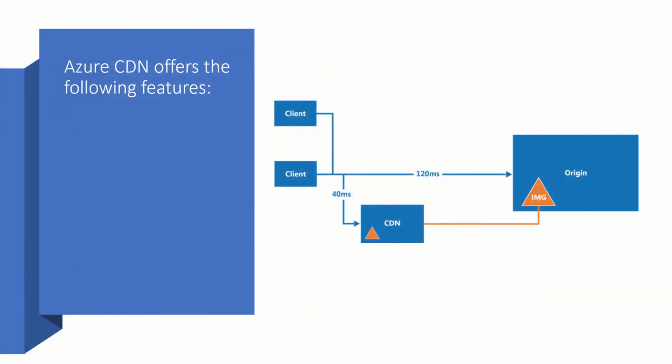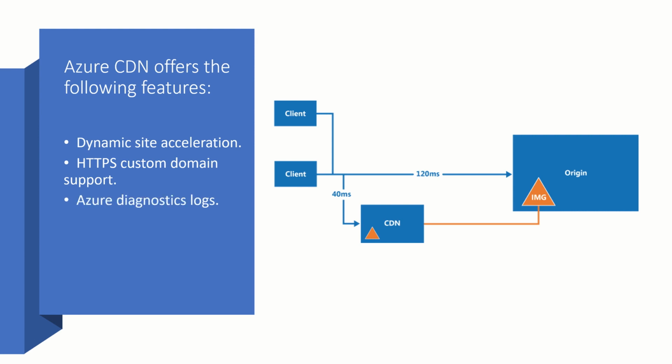So let's jump to some of the features Azure CDN offers. The first is dynamic site acceleration, which speeds up delivery of dynamic files. Also HTTPS custom domain support, which enables encrypted connections to custom domains, for example your company's www.x.com. And also Azure diagnostic logs.